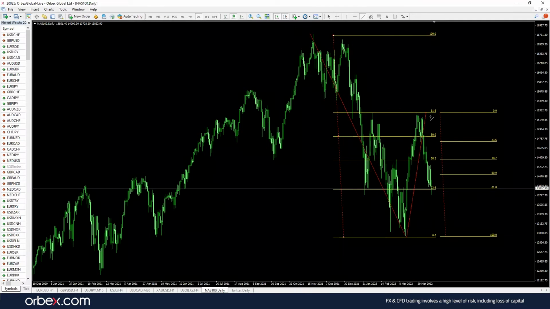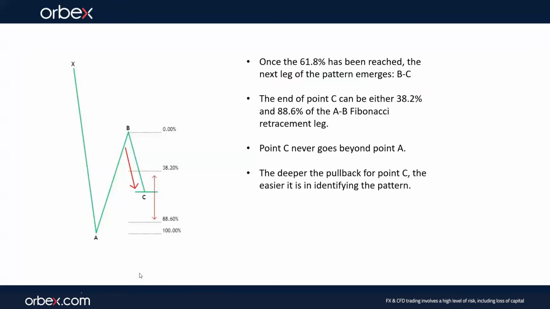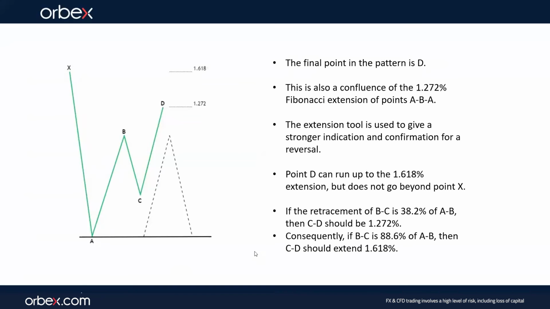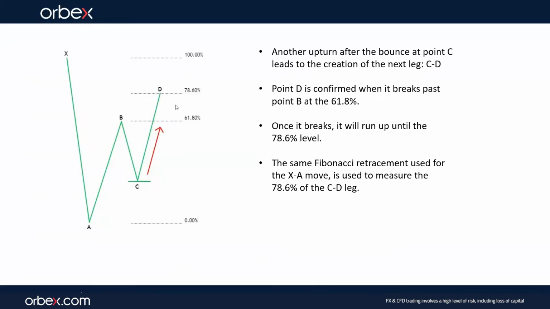Now we are moving down lower from B to C. So now potentially I'll be moving higher to the 78.6, I believe it was, for the Gartley. Yeah, 78.6 to make point D. So that's a retracement of the XA. So I'll leave that retracement on here.